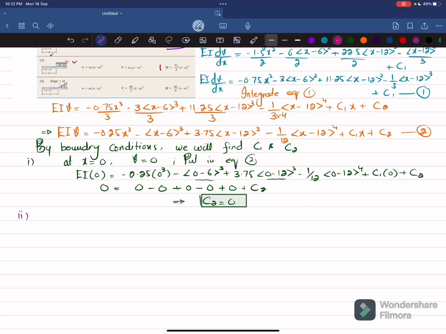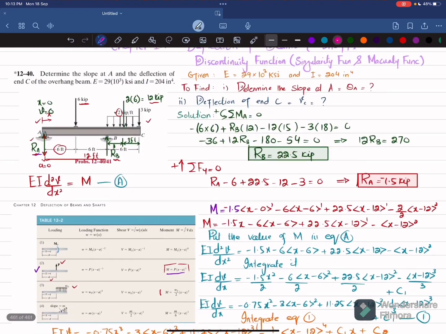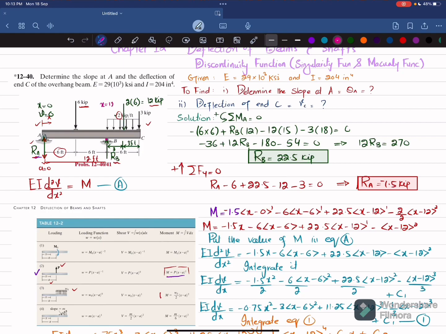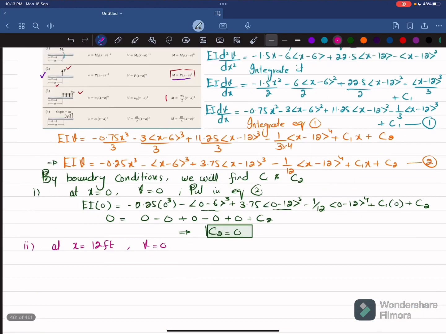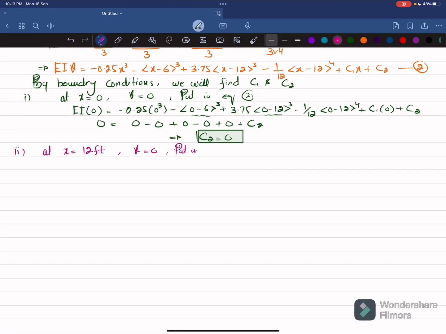Now we have C2 = 0. We'll use the second boundary condition, which is that at x = 12 feet, deflection is equal to 0. So let me show you over here. You can see at point B, x = 12 feet. This is the total distance. So here deflection is equal to 0 because there is a roller support. So put this in equation number 2. We will get EI into 0 = -0.25 into 12³ - ⟨12-6⟩³ + 3.75⟨12-12⟩³ - 1/12⟨12-12⟩⁴ + 12 C1, and C2 was 0.